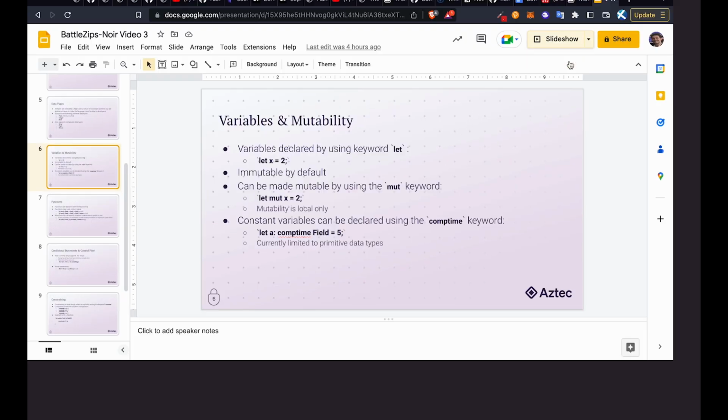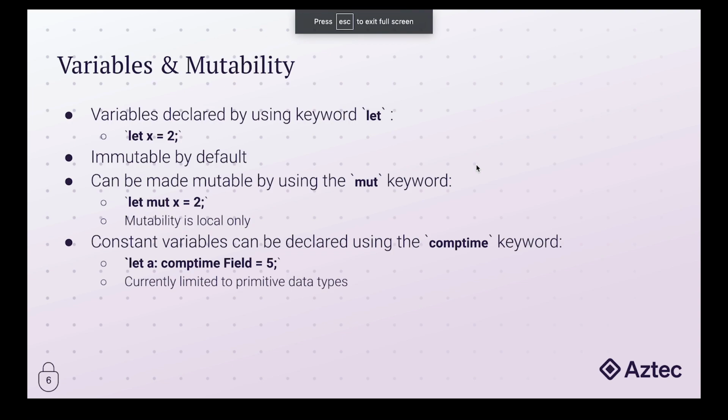And finally, the last topic we're talking about when it comes to variables is comptime variables. These are pretty much declarations that say a value is not going to change throughout the duration of a circuit execution. It's another way of calling a variable constant. And right now, it is currently limited to primitive data types like integer and field.